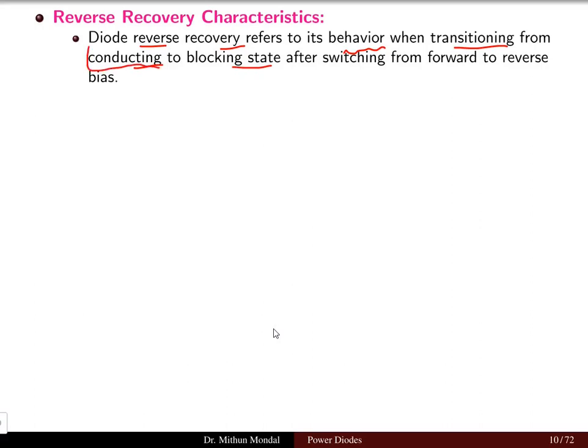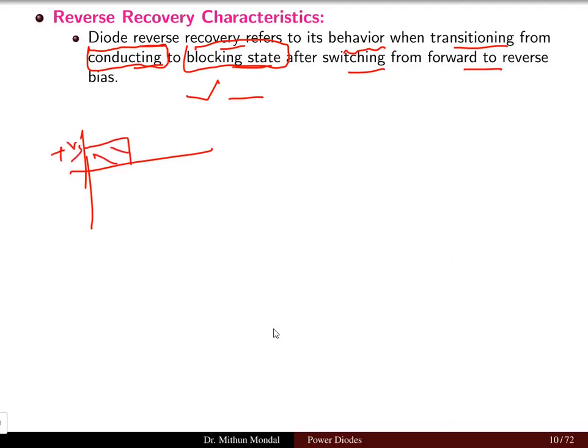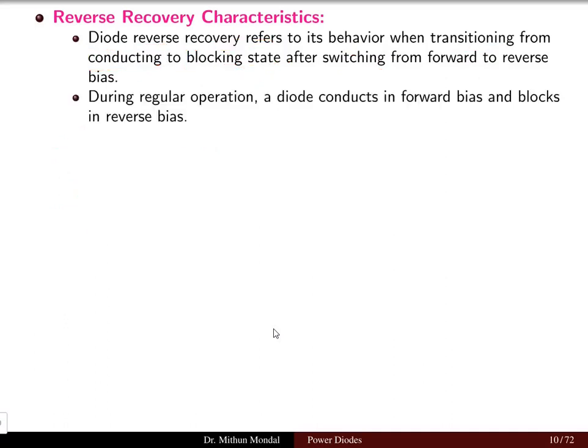So we are moving from a diode which was conducting to a blocking state, which means the diode is in the open switch position after switching from forward to reverse biased. When we apply a potential plus Vs, that is forward biasing, and when we go in the negative direction, minus Vs, that is reverse biasing, the diode moves from the conducting to the blocking state, and the transition which occurs there is known as diode reverse recovery.